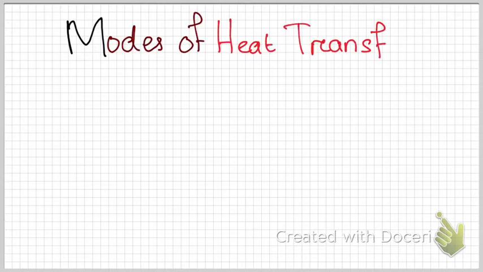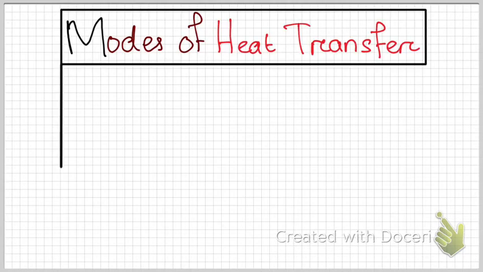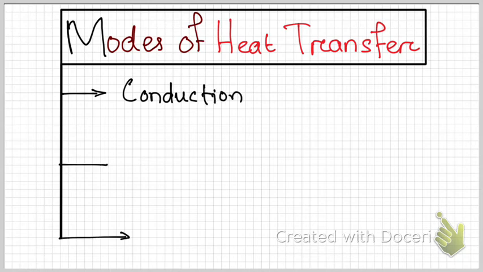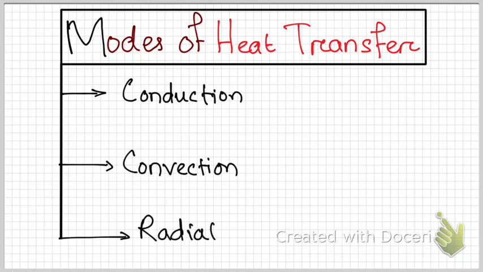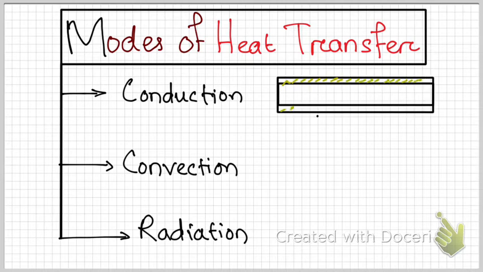Now, let's talk about the modes of heat transfer. Generally, there are three modes of heat transfer: conduction, convection, and radiation. When we talk about pure conduction, take a rod which is insulated on the cylindrical surface, and if we heat one side, the heat will be transferred per unit time along the bar from one end to another end.